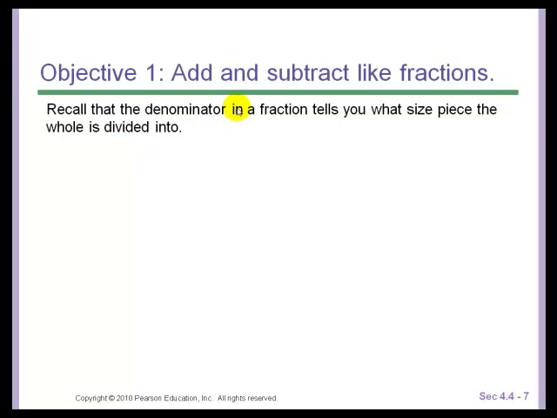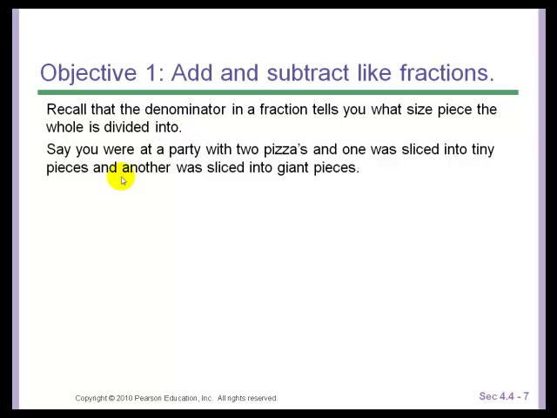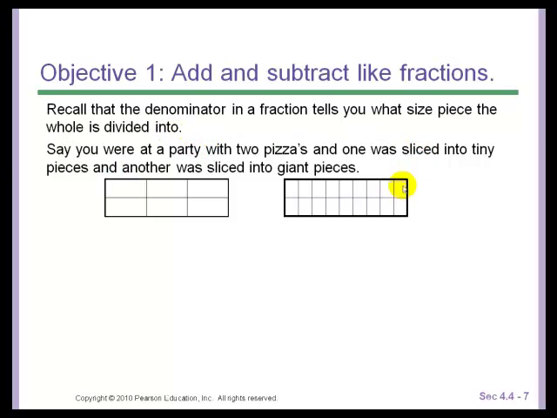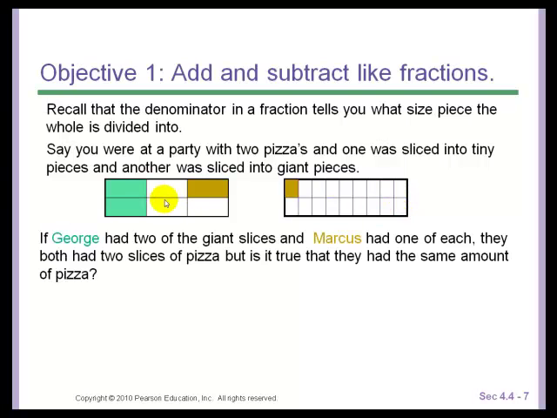Recall that the denominator in a fraction tells you what size piece the whole is divided into. For example, say you were at a party with two pizzas, and one was sliced into tiny pieces and another was sliced into giant pieces. You have small pieces and you have big pieces. If George had two of the giant slices and Marcus had one of each, they both had two slices, but is it true that they have the same amount of pizza?